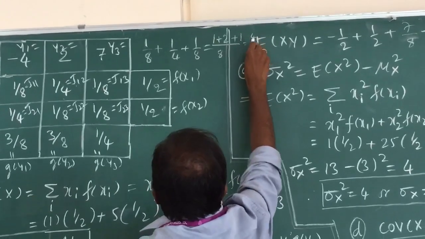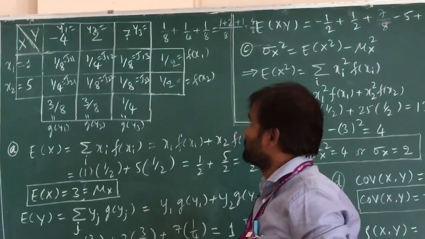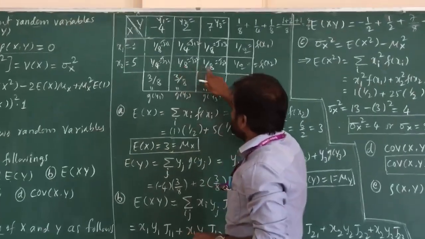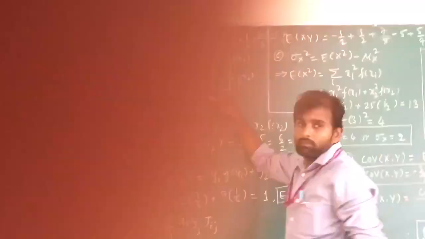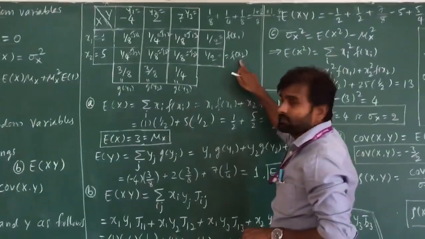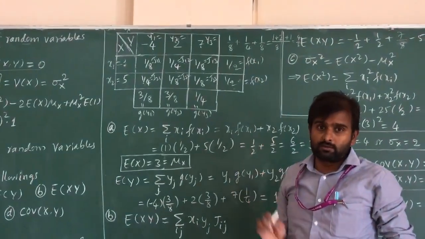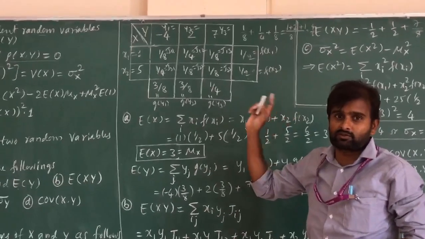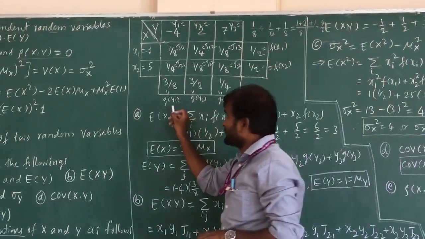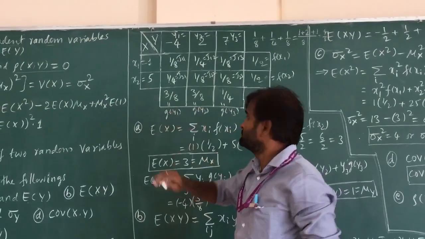So 4 by 8 is nothing but 1 by 2. Similarly here also, 1 by 4 plus 1 by 8, same value again, 1 by 2. So this I am calling f of x1, this is f of x2. These are called the marginal distribution of f of x1, x2, and so on. We have only two variables. Similarly, this is the marginal distribution g of y1.